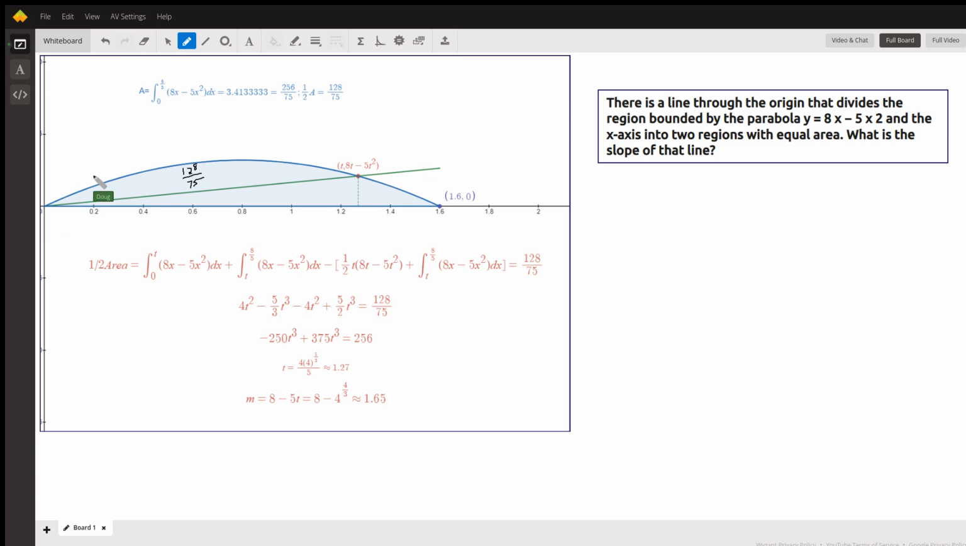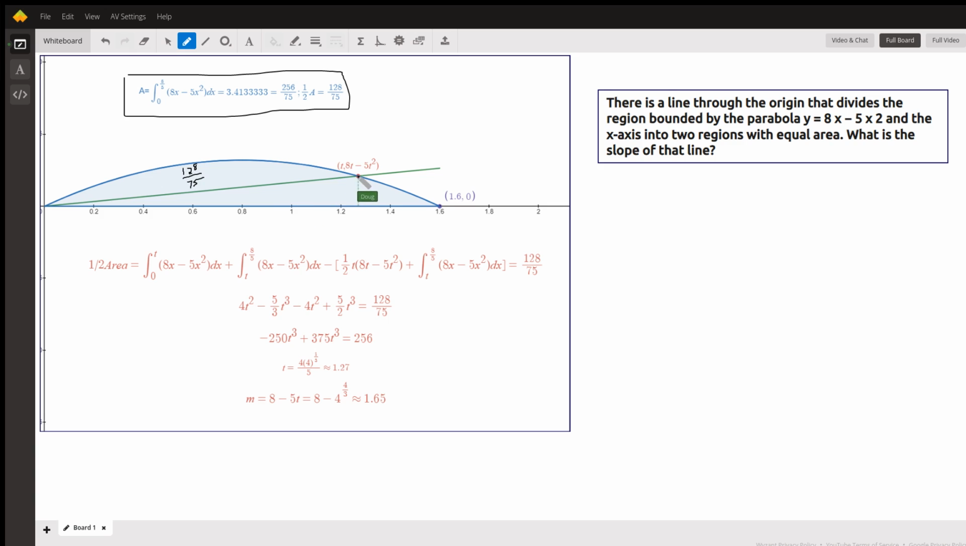So here we've got this parabola, 8x minus 5x squared, and we've got the line through the origin with some slope that divides the area under the parabola from 0 to 8/5 into two regions of equal area. Okay, and here is what that number is. If we find the total area under the parabola from 0 to 8/5, we get 256/75. So we want the area above the green line to be 128/75 and the area below to be 128/75.